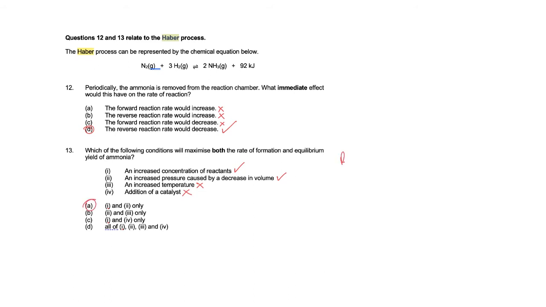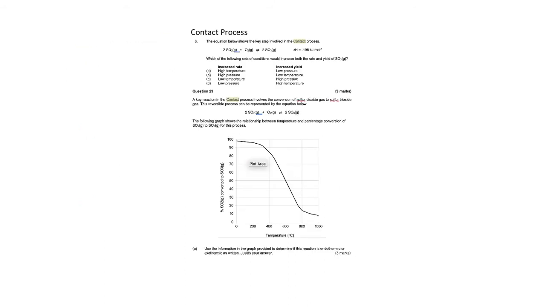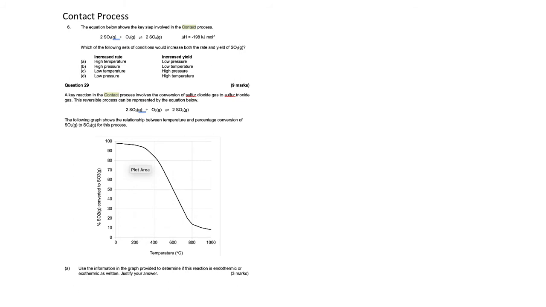Okay, so if I was to do rate and yield, this would be a yes, yes, no, and yes and no. Okay. All right, next, contact process. Ooh, yeah, here we go, something different. Okay, which of the following sets of conditions would both increase rate and yield? So again, rate and yield. Okay, so increase rate, high temperature, yes. Increase yield, low pressure. Oh, yeah, we don't need this one.